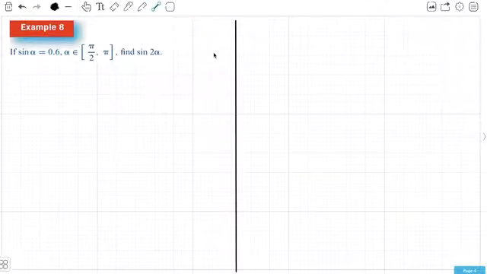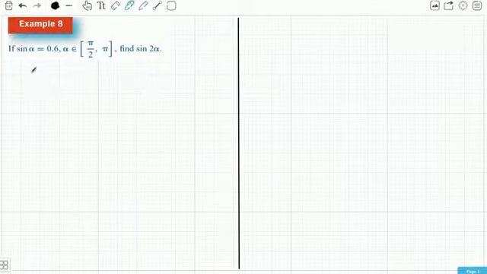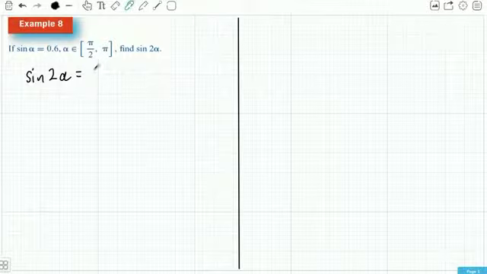Nice quick one here. We're going to use the double angle formula. So you've got sine of 2 alpha here. Now the first thing that I would be thinking about there is writing down my formula, which is the compound angle formula, sine of 2x. Let's write it with alpha. So sine of 2 alpha is equal to 2 sine alpha cos alpha.